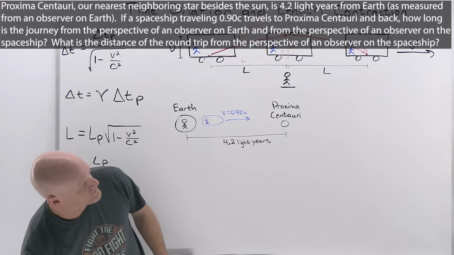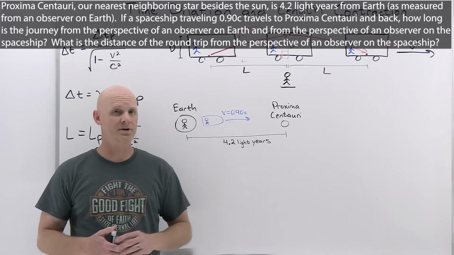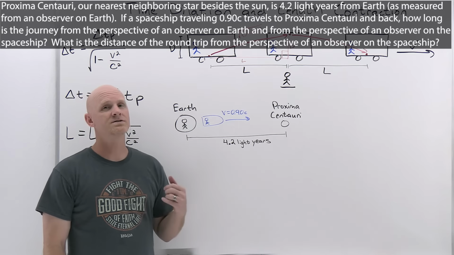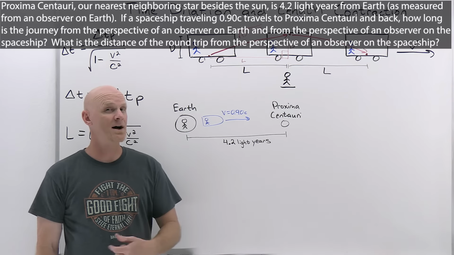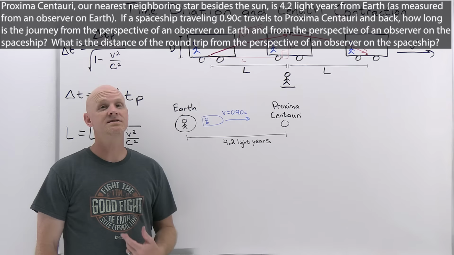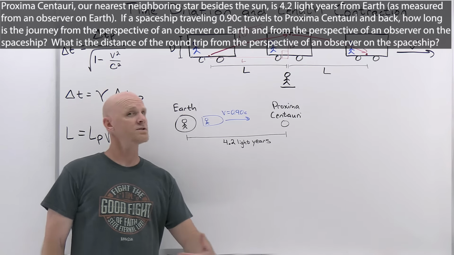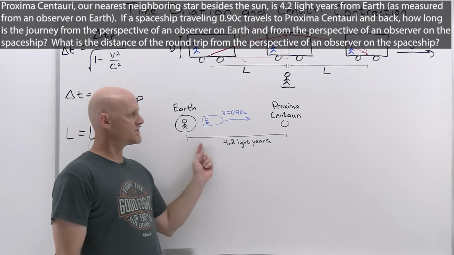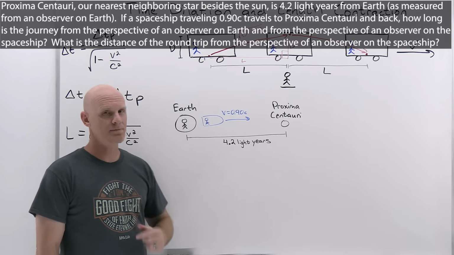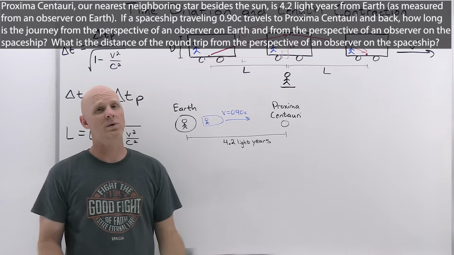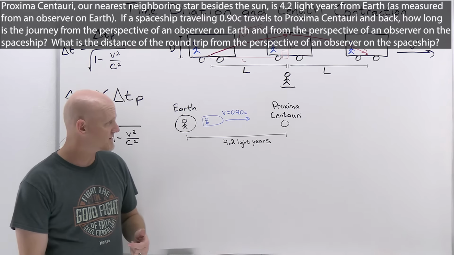Now notice the question doesn't ask what is the distance from the perspective of somebody on Earth, because we can really easily see that. So there's 4.2 light years. Don't get confused, that is not a measure of time, that's a measure of distance. A light year is the distance light travels in 1 year, so 4.2 light years would be the distance light travels in 4.2 years. And so this distance, if we're going there and back in the spaceship, from the perspective of somebody on Earth is just 8.4 light years. And that's why it wasn't asked. It would be a simple thing to calculate here.